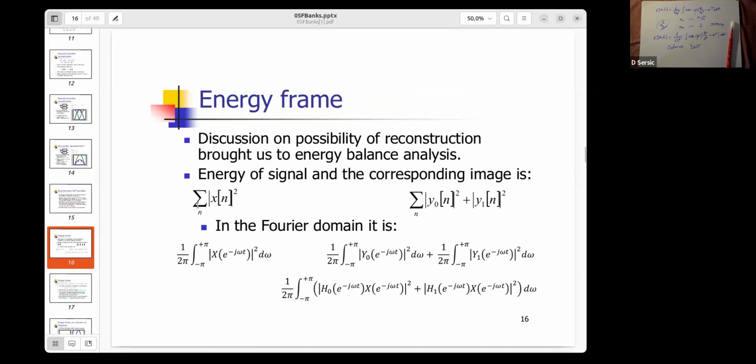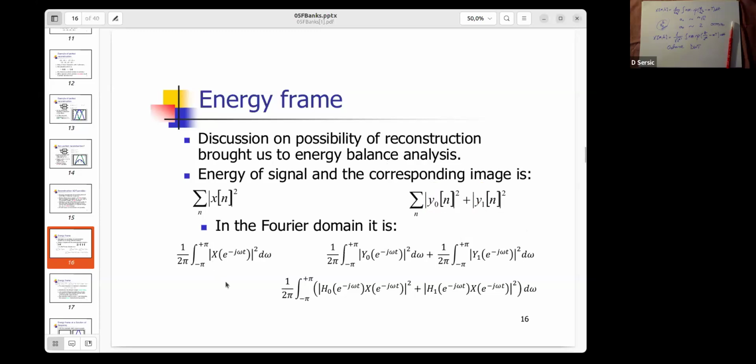The energy of the signal is right here. This is the way to calculate the energy of a discrete signal, of a sequence of numbers. It is the sum of the squared modulus of the samples. Now we apply the filter bank. Our filter bank has only two bands, so we have the outputs of the filters, let's denote them by y0 and y1. So the energy in the image domain is the sum of the two.